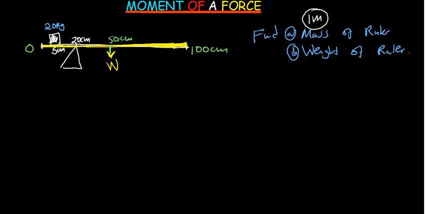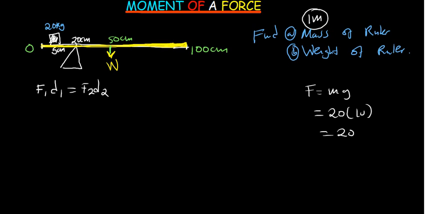So we're going to still use the principle of moments. F1 multiplied by D1 is going to be equal to F2 multiplied by D2. Now F1, we're going to take this one as the first. We need to find the force. We've been given the mass. How do you find force? Force is given by mass multiplied by gravity. So the mass is 20 kg, gravity is 10. So 20 times 10, that is going to be 200. Always use the weight, please. So we are going to put 200 here, newtons.